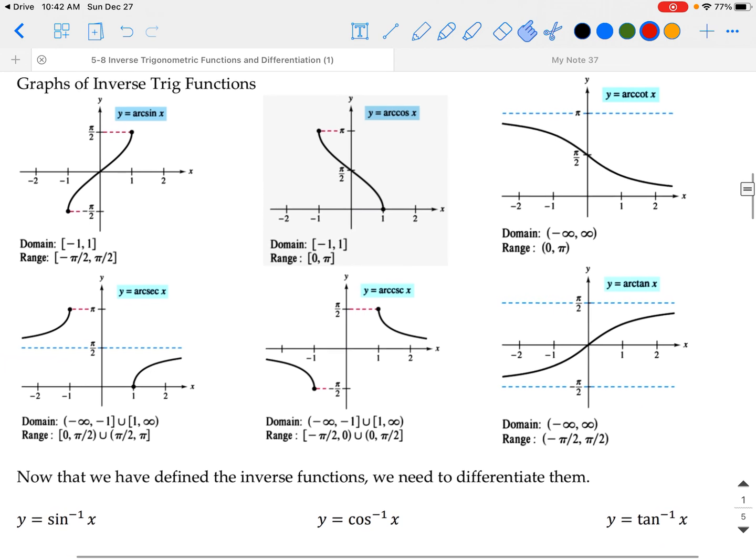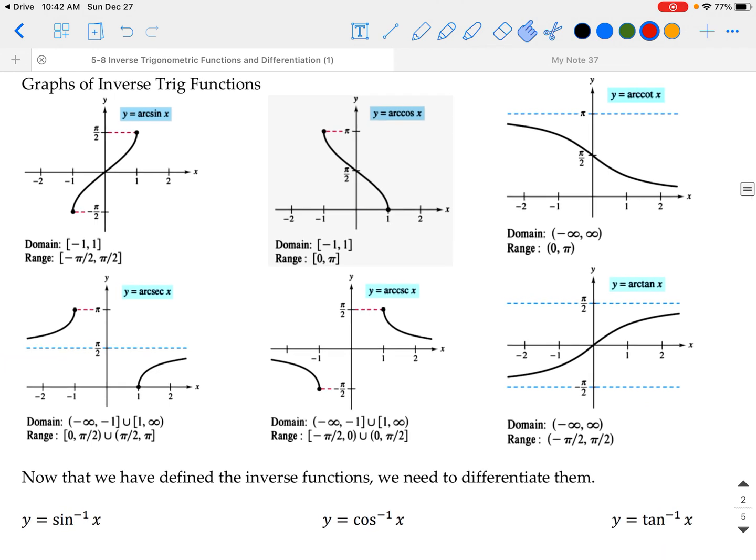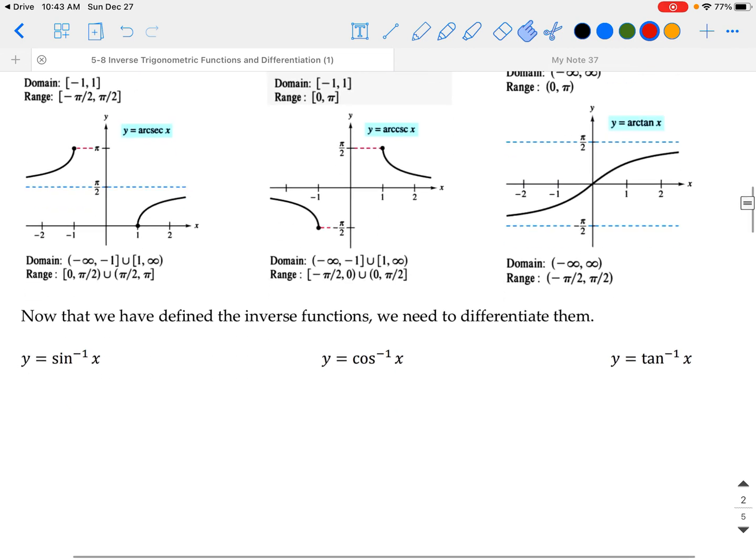All right, and I've got some pictures of the graphs here as well that are a bit cleaner, a bit nicer looking. The ones that are kind of weird are arcsecant and arccosecant, but normally they're not going to give you anything where you need to worry too much about the range or domain, but you might just keep in mind when those values need to be positive.